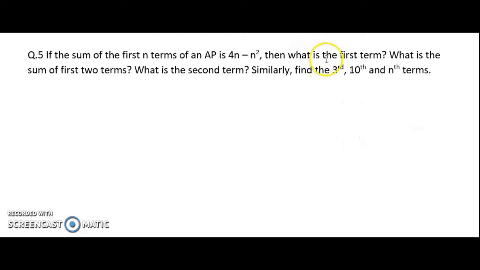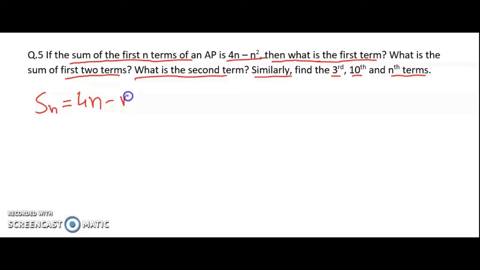See the question number 5. If the sum of first n terms of an AP is 4n minus n square, then what is the first term? And next question, what is the sum of first 2 terms? And what is the second term? And similarly find third, 10th and nth terms. So first of all, let's see what is given. Sum of first n terms of an AP, that is Sn equal to 4n minus n square, is given to us.